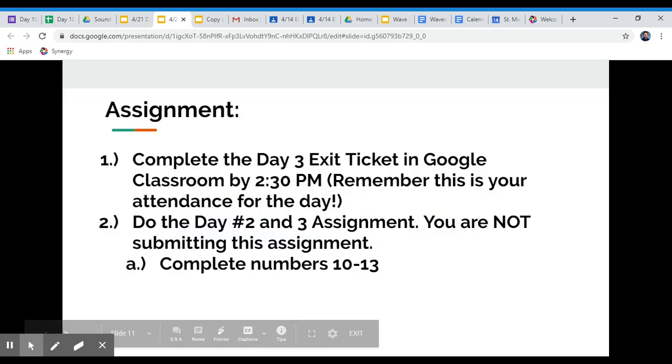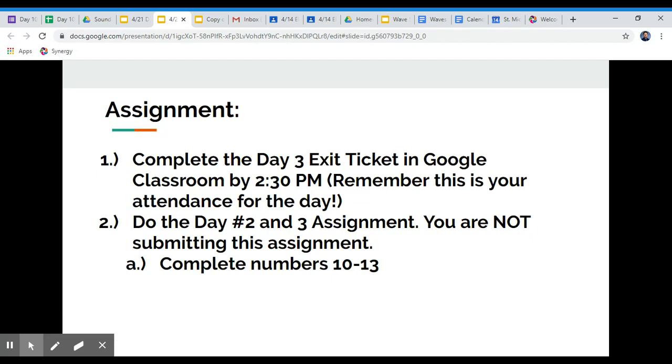And then finally, your assignment will be to complete the exit ticket. Remember, this is your attendance. Finish that day 2 and 3 assignment, numbers 10 through 13. And like I said, in the exit ticket, I will have something about the hearing test. So make sure you go and you actually do that hearing test as well.